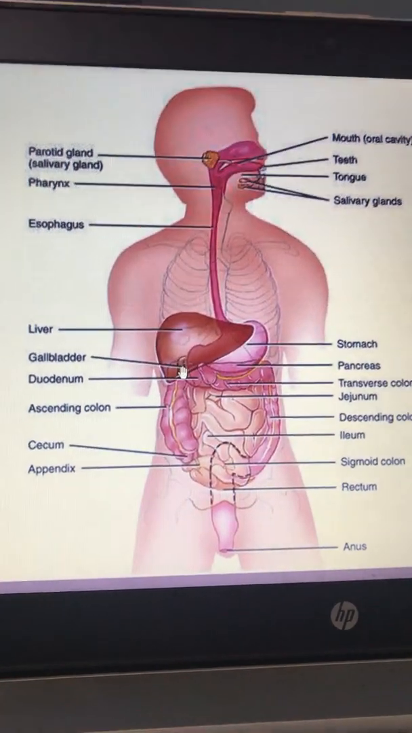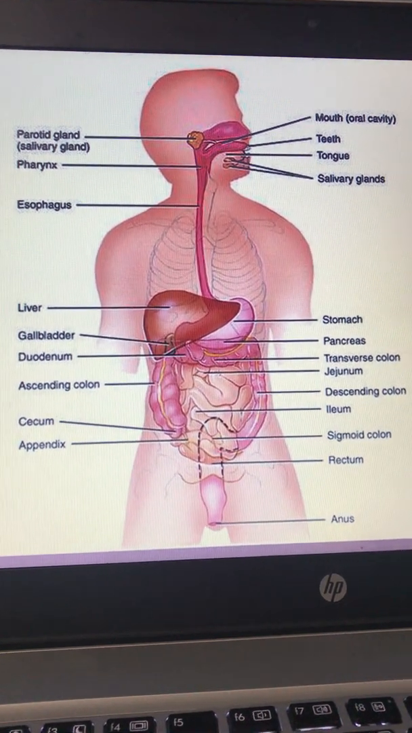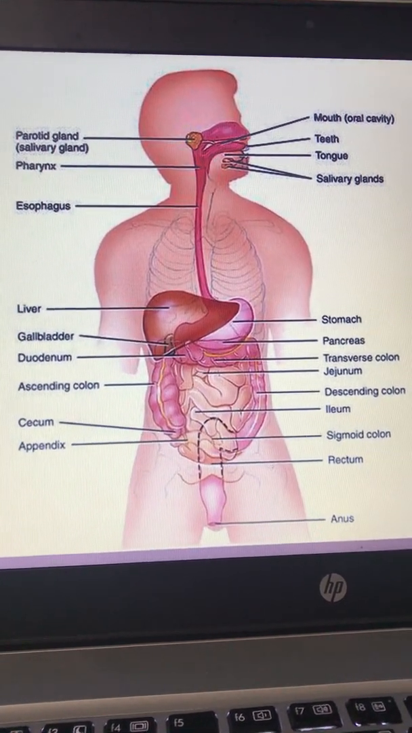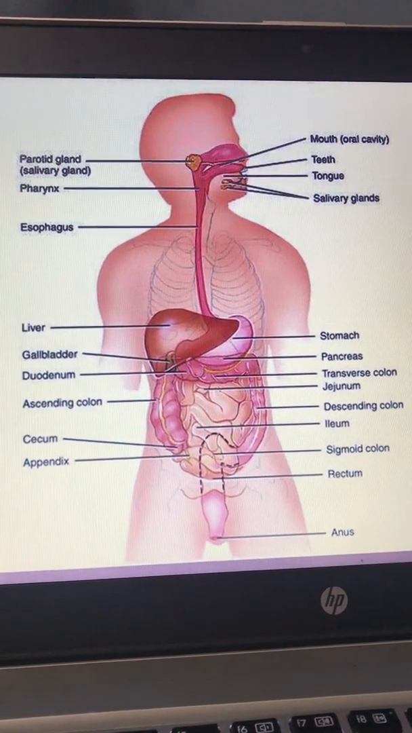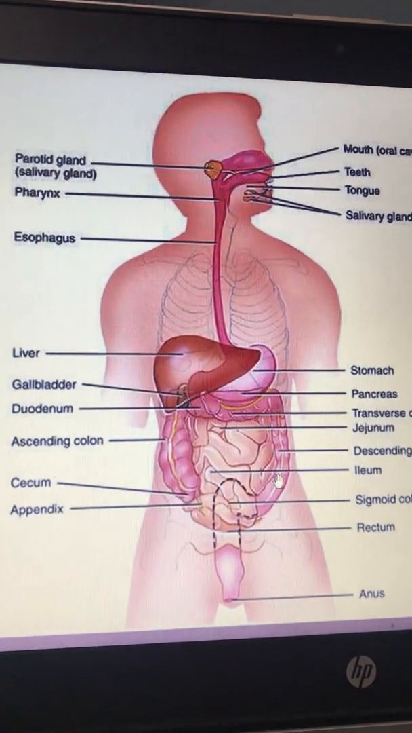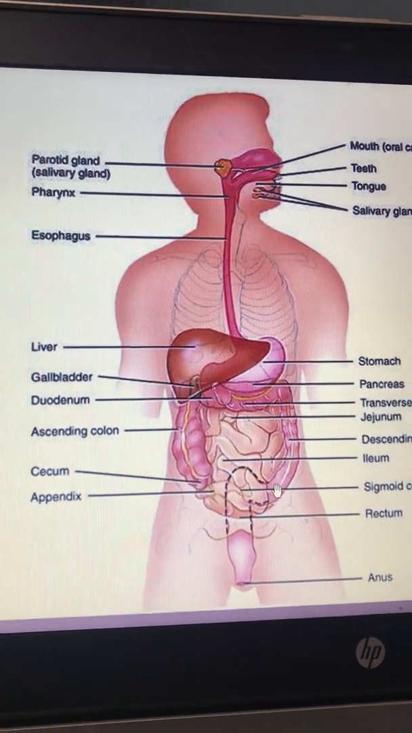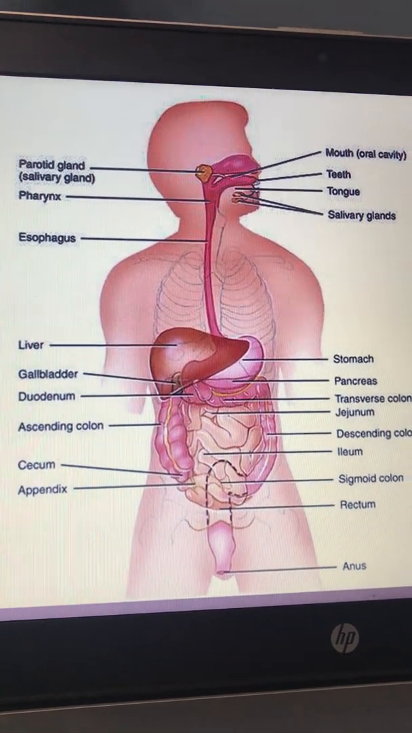Then once the nutrients have been absorbed and the leftover liquid has passed through the small intestine, what is left of the food that we ate is handed over to the large intestine, also known as the colon. And it's this structure right here. The colon is a 5 to 6 foot long muscular tube that connects to the cecum.